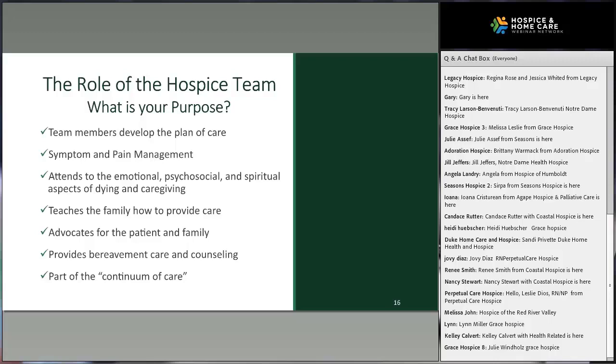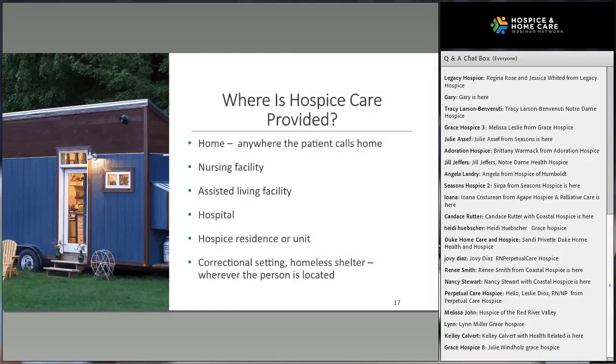Of course, the team is attending to the emotional, psychosocial, and spiritual aspects of dying and caregiving. The team is also teaching the family how to provide care and supporting that family in providing care. The team advocates for the patient and the family. The team provides bereavement care and counseling, and the team is also part of the Continuum of Care. And these days, that Continuum of Care is very, very important, whether we receive a hospice referral from a facility or a hospital or from the community. Just keeping that Continuum of Care is very critical.